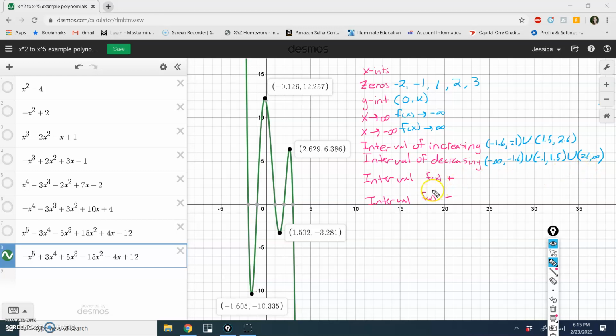Alright, intervals where f of x is positive is, again, where is f of x above the x-axis, write your interval. And same thing for where is f of x negative, where is f of x below the x-axis, and write your interval.